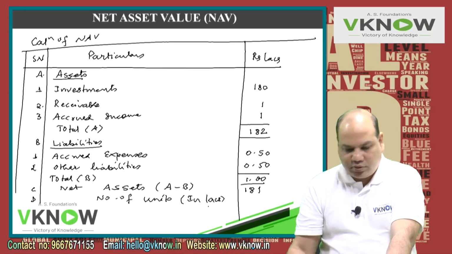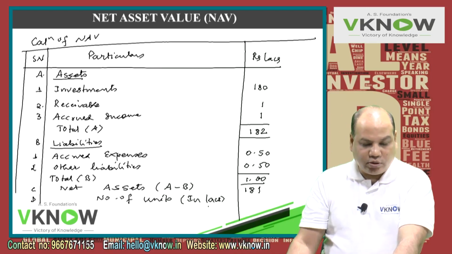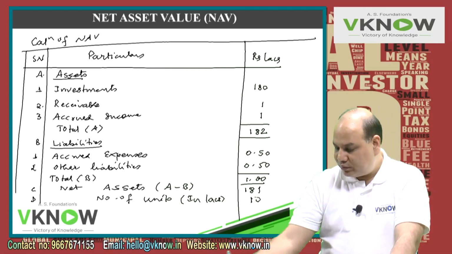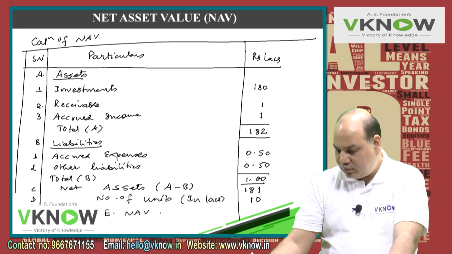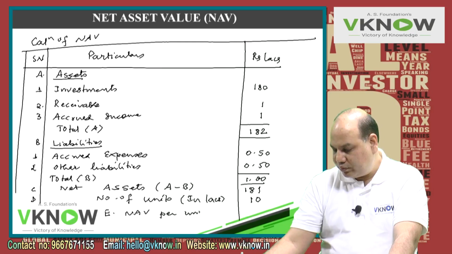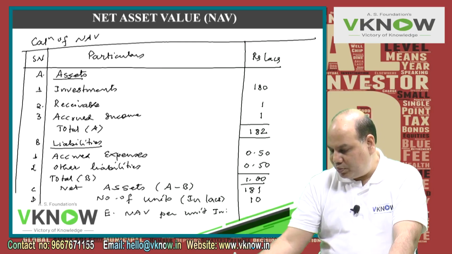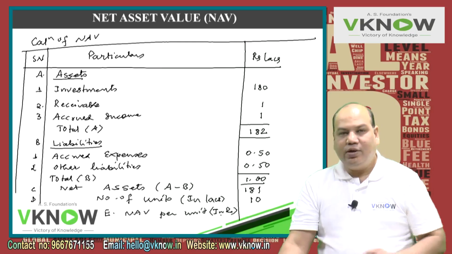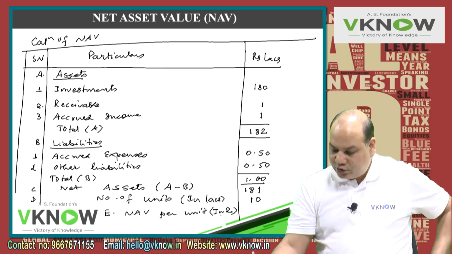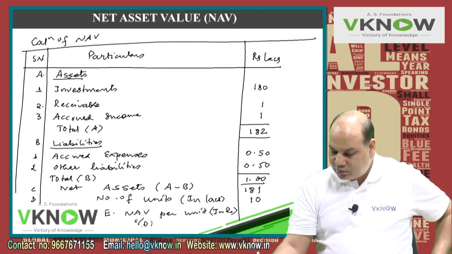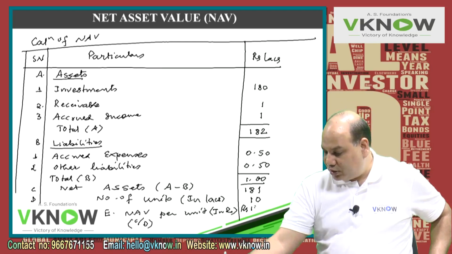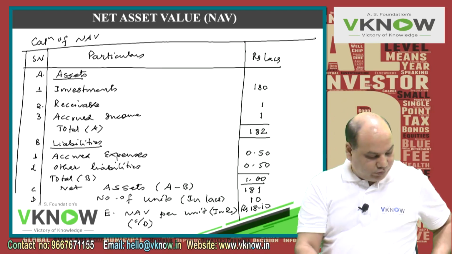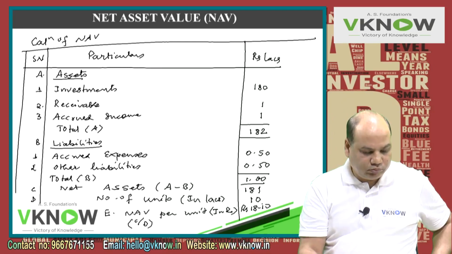Very easy. So we will look at the number of units, 10 lakhs, and point E, write down NAV per unit in rupees. NAV is in rupees. So that you write C by D, C upon D, rupees 18.10. Is it rupees 18.10? Correct.